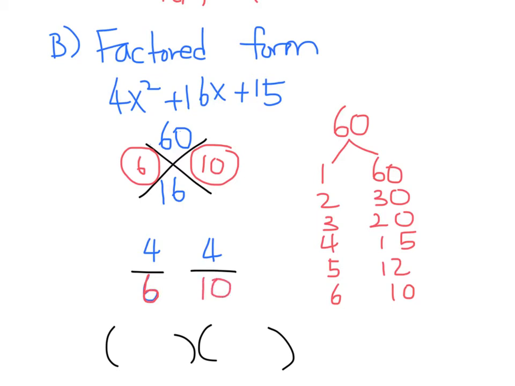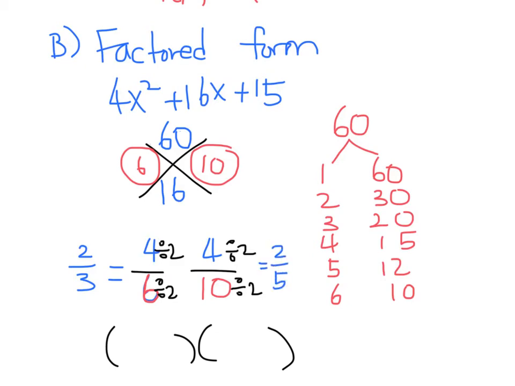So then now I'm looking at the two fractions. Can I simplify this? Yes, I can, right? So I'm going to go ahead and divide the top and the bottom by 2. And so that's going to give me 2 over 3. I'm going to do the same thing here. Divide the top and the bottom by 2, because I can, right? That's going to give me 2 over 5.